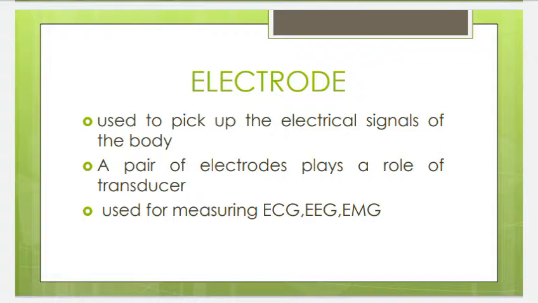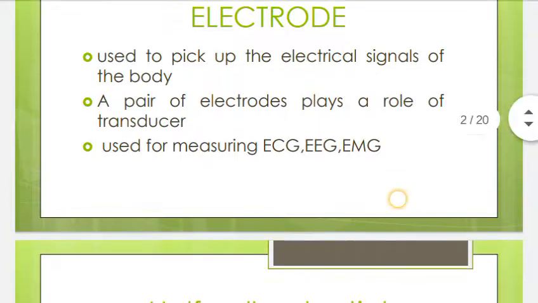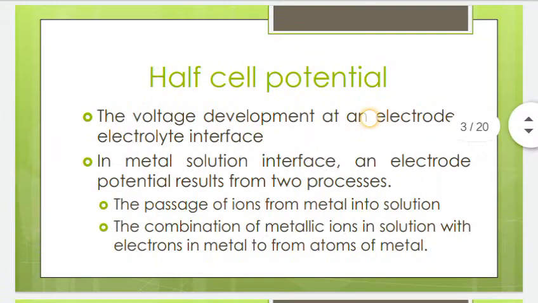It is used for recording the potential that is generated in the muscles, and some intracellular potentials are also measured using this electrode. So this electrode is used to pick up the electrical signal of the body, and the pair of electrodes plays a role of transducer, which converts the ionic current into electronic current, and it is also used for measuring ECG, EEG and EMG.